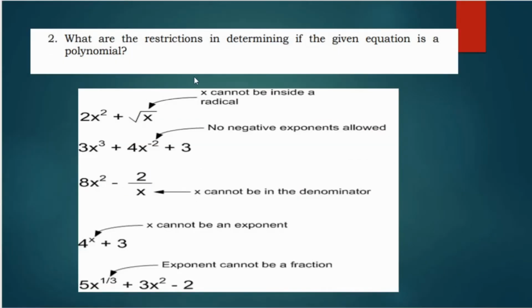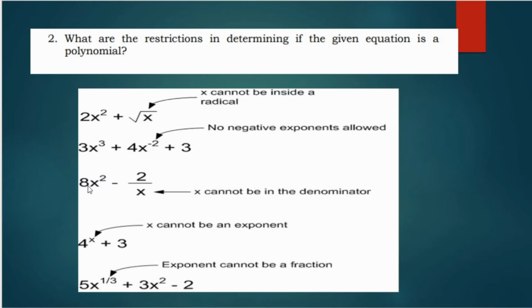So, what are the restrictions in determining if the given equation is a polynomial? Number 1, we have 2x squared plus square root of x. So, x cannot be inside a radical. Number 2, we have 3x cubed plus 4x raised to negative 2 plus 3. In here, 4x raised to negative 2 is a negative exponent, and that is not allowed.